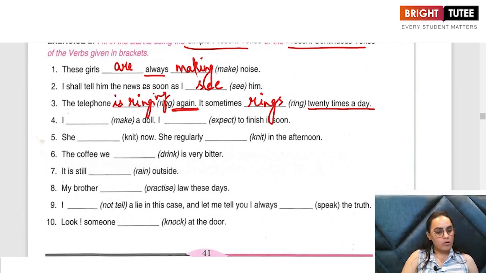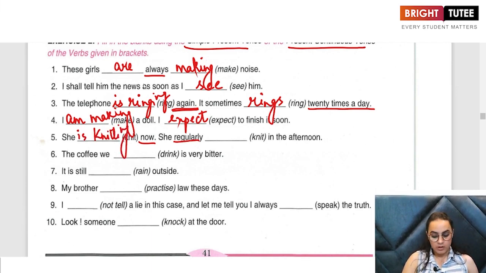I dash a doll. I dash to finish it soon. You are making a doll. You are doing something. So that is in progression. I am making a doll. I expect to finish it soon. She dash now. She regularly dash in the afternoon. Now, that means something which is taking place right now. So she is knitting now, and she regularly knits in the afternoon.